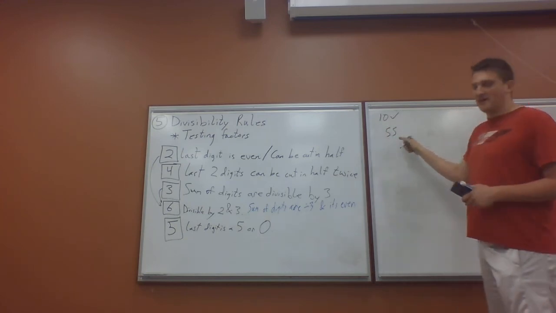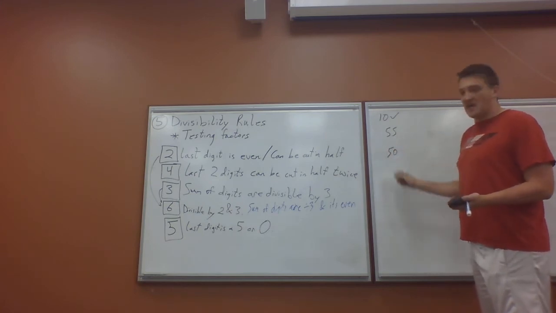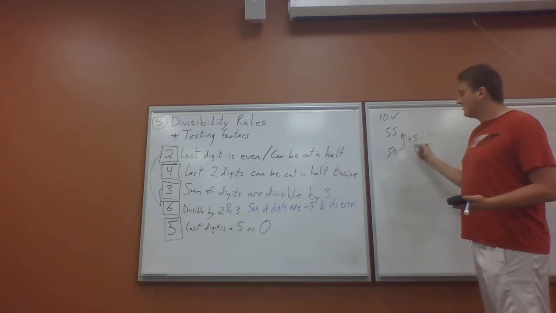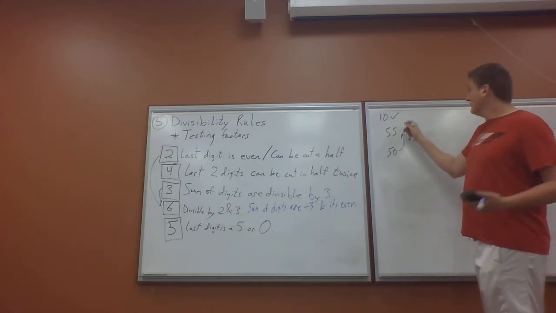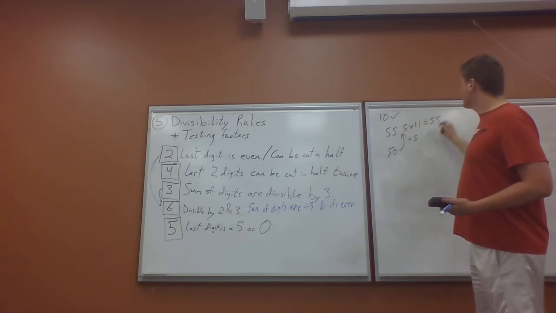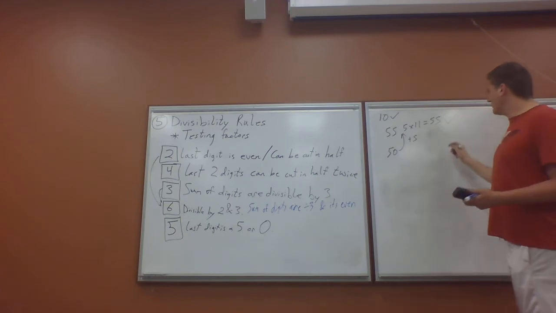Is that divisible by 5? Well, yeah, because I know that 5 goes into 50. And if it goes into 50, I just need to add one more 5 to get 55. In fact, 5 times 11 would be 55. So that one absolutely is divisible by 5. What about numbers that end in 0?